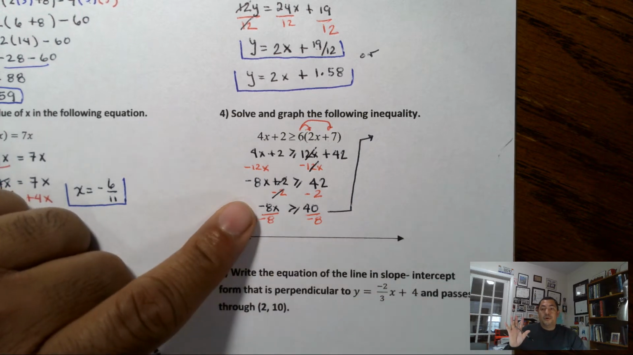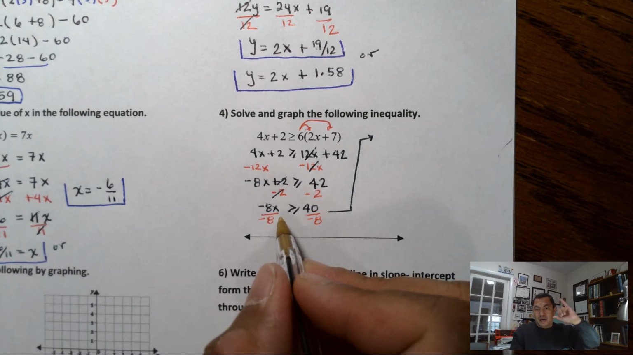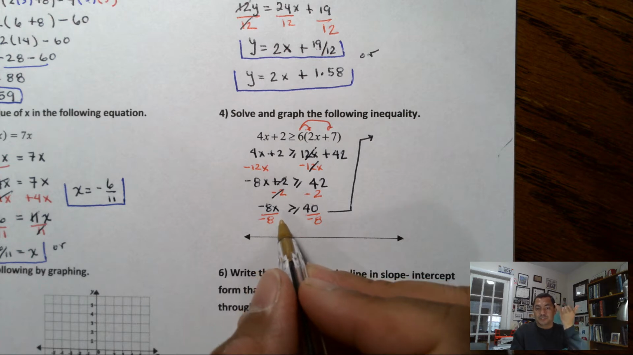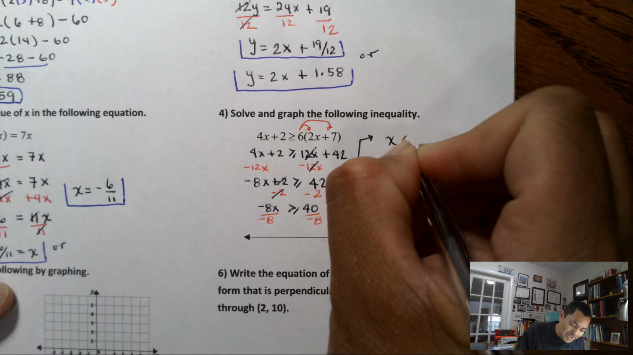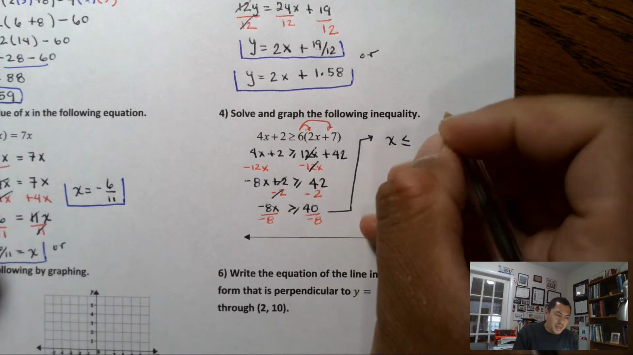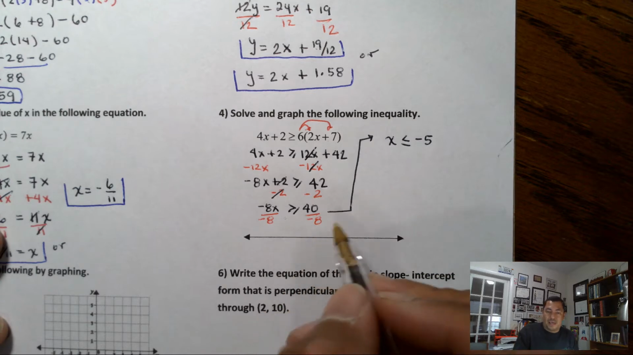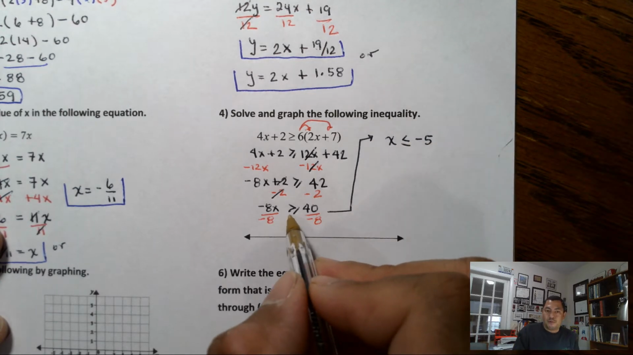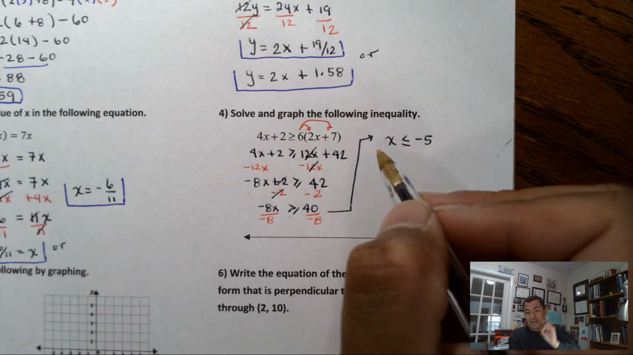But remember, with inequalities, if we divide or multiply by a negative number, the inequality sign changes orientation. So in this case, it will be x is less than or equal to negative 5. 40 divided by negative 8 is equal to negative 5. The inequality changed orientation to less than or equal to because we divided by a negative number.